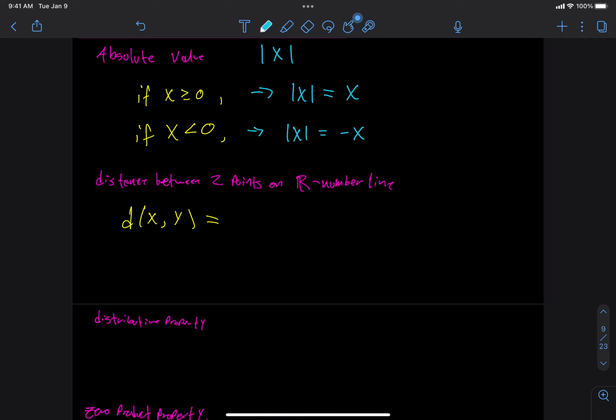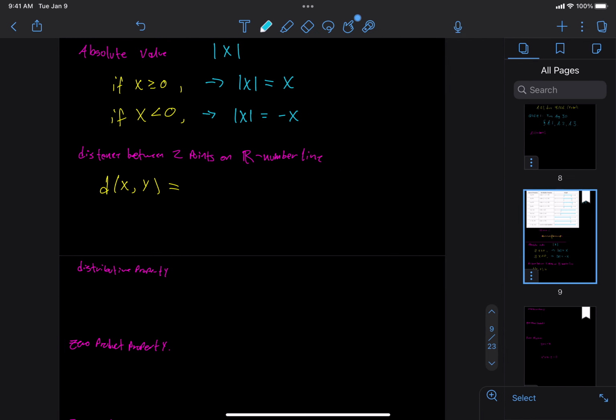And so this allows us to measure, say, the distance between 2 points on the real number line. So let me draw a diagram so you can see what I'm talking about.